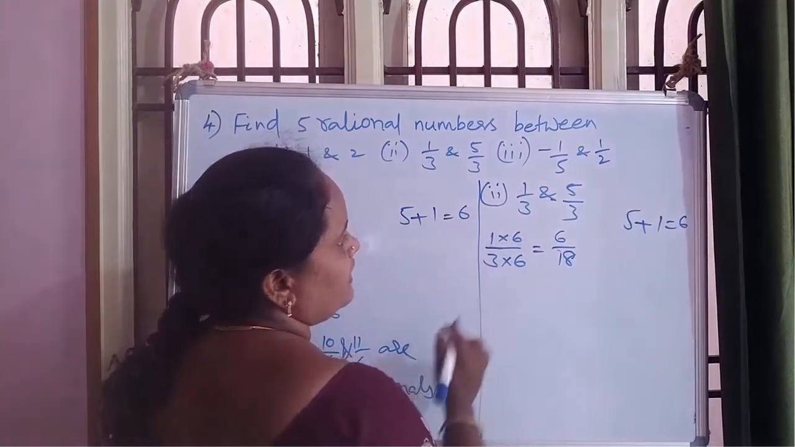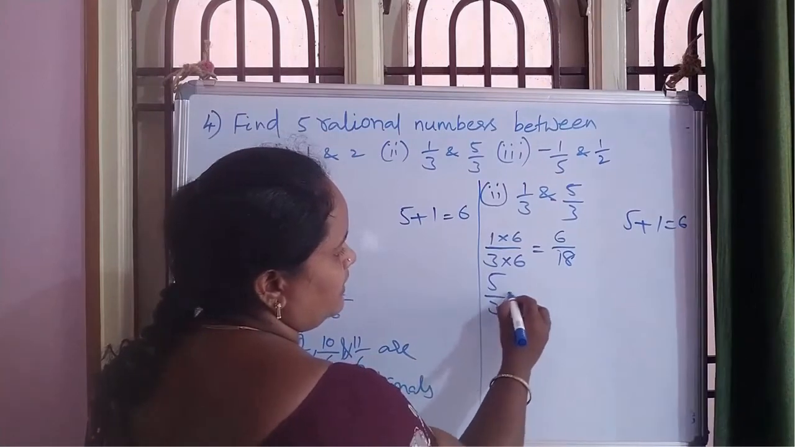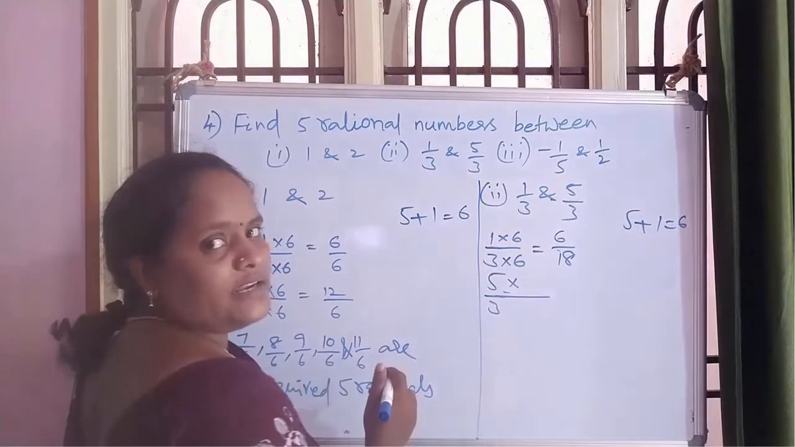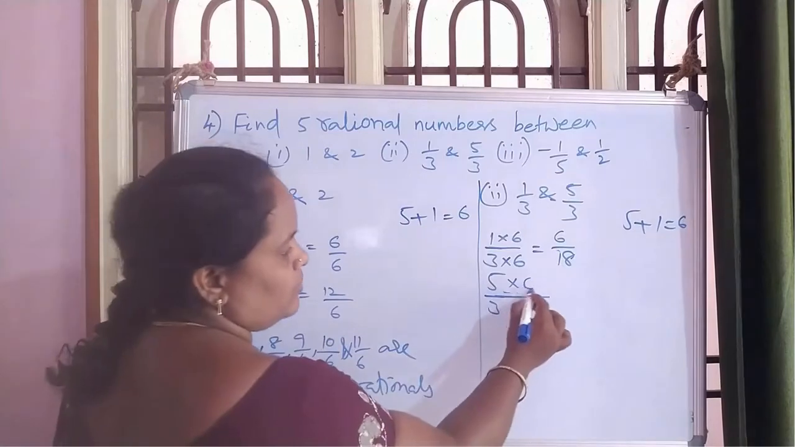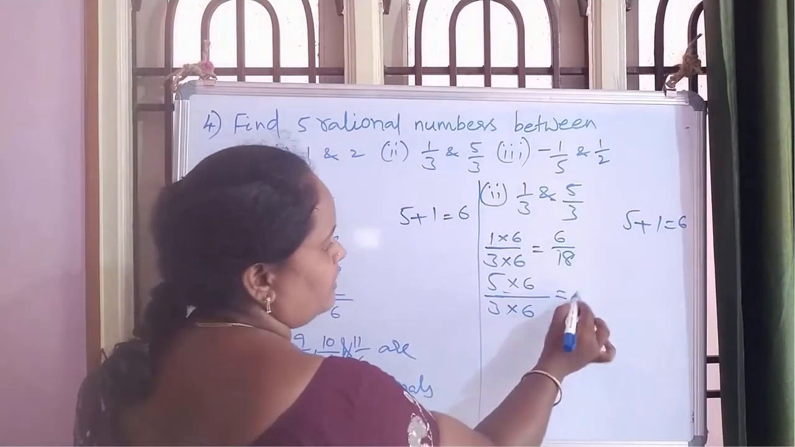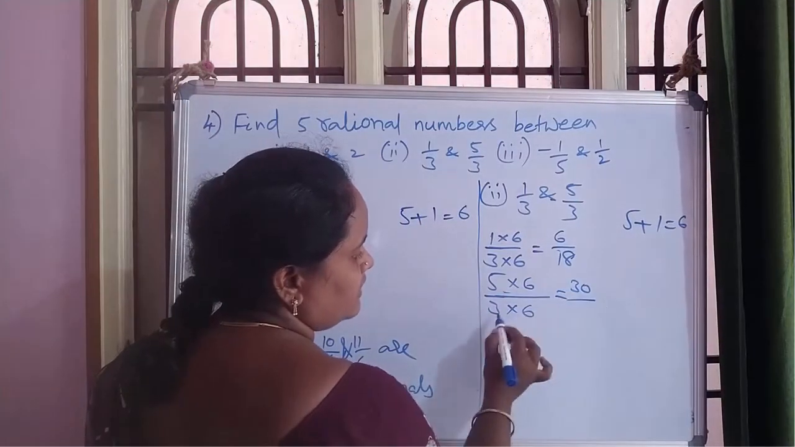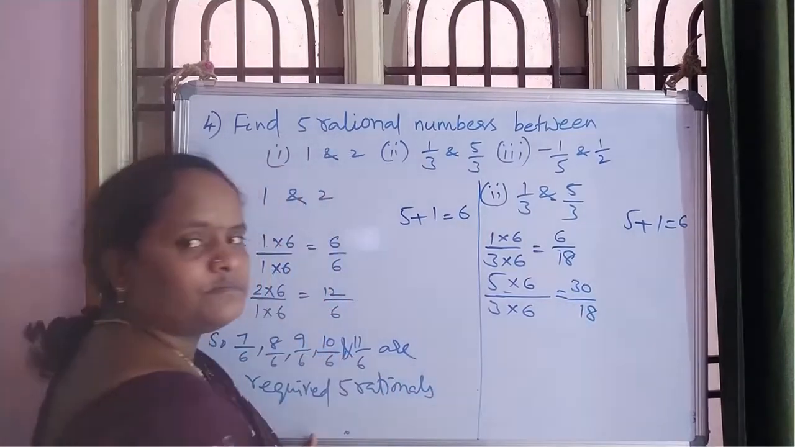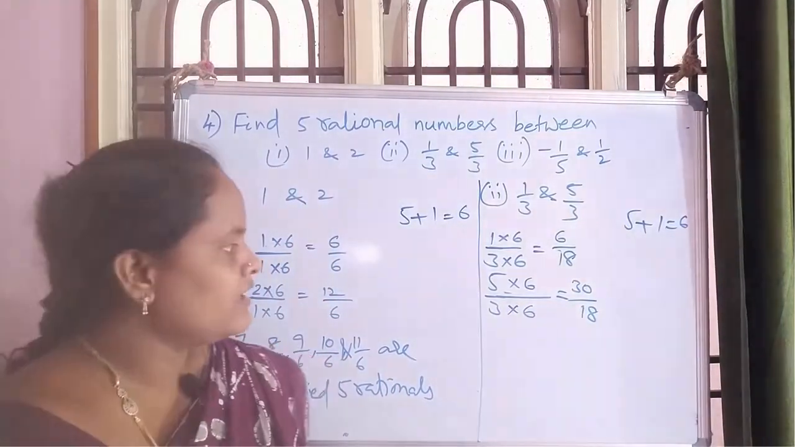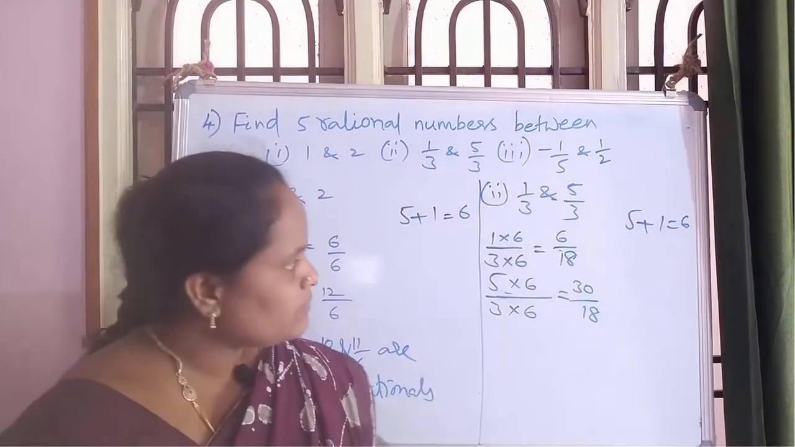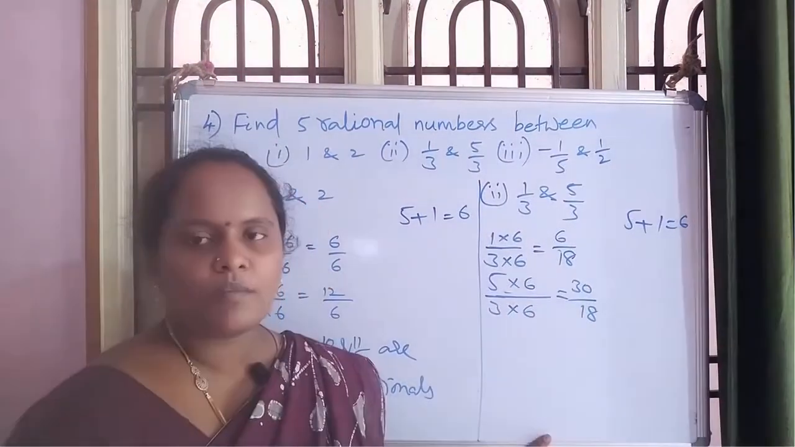In the similar way, 5 by 3 can be written as, I need to multiply with 6 in the numerator and in the denominator. What I will get? 5 6 is 30, 3 6 is 18. Now see, both of them are having the same denominator 18.